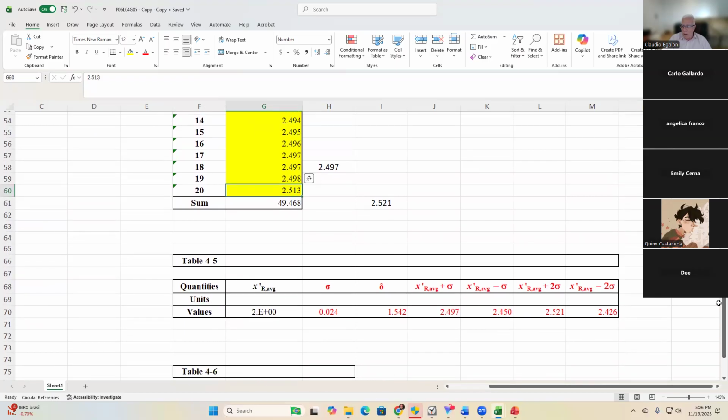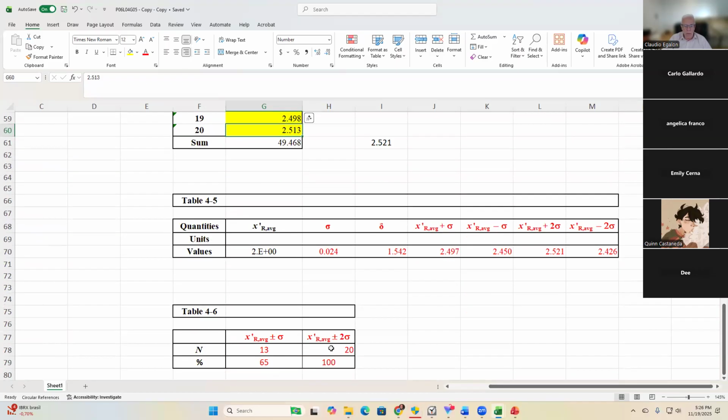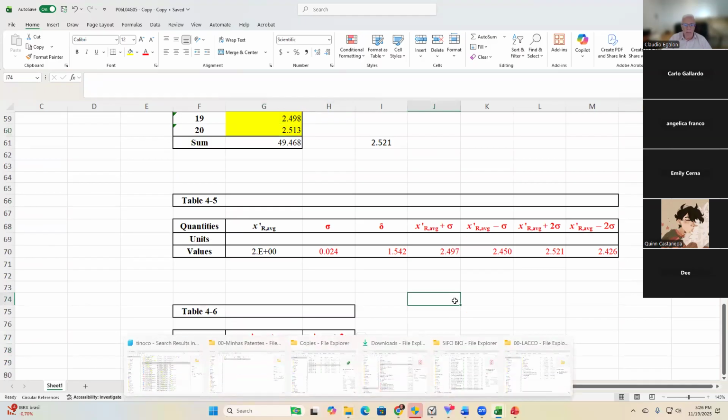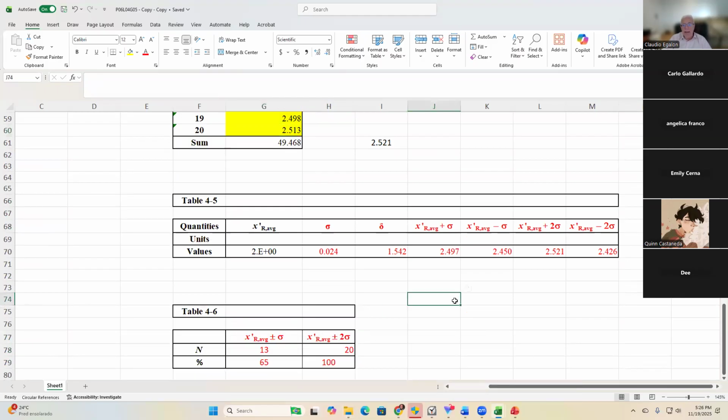I wrote down here equal to 20. In my case, it's 100%. The correct number should be 95%. But because I have only 20 measurements, I didn't get 95%. You usually get 95% when you have like 100 measurements or more. Yeah, I got 20 for mine. Okay, that's good.